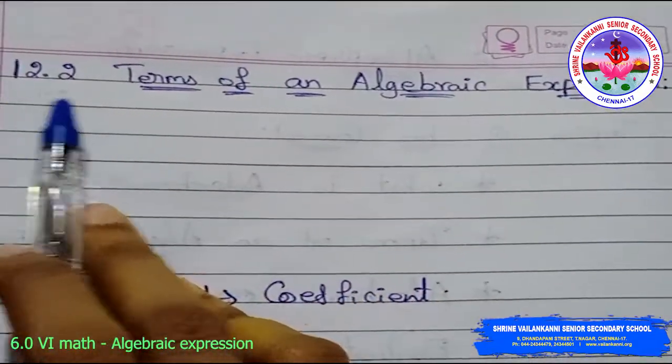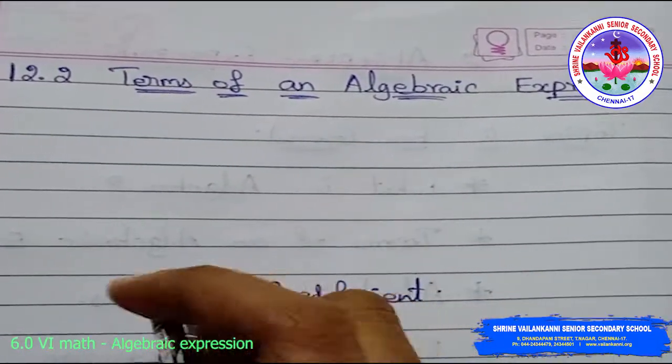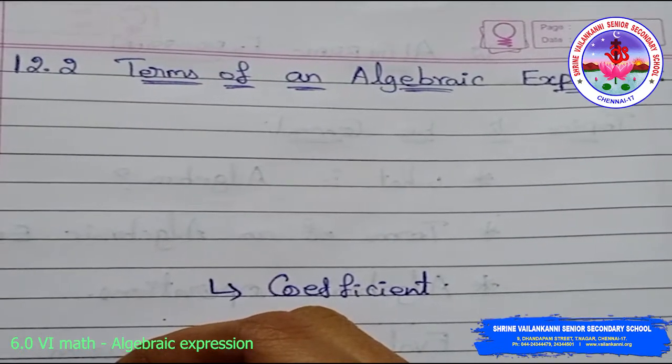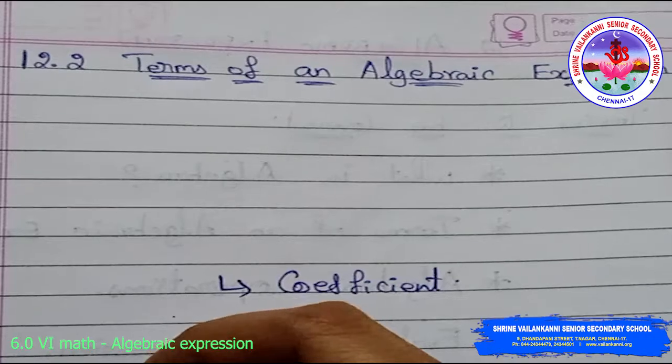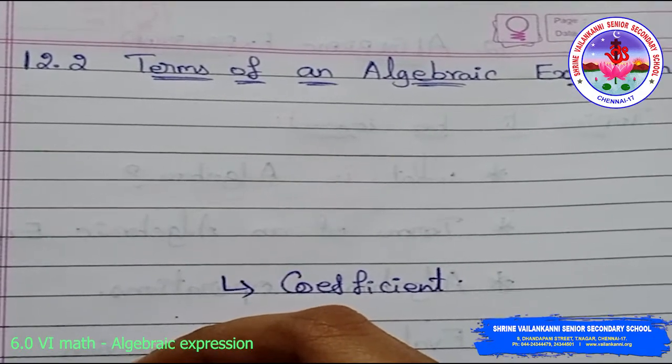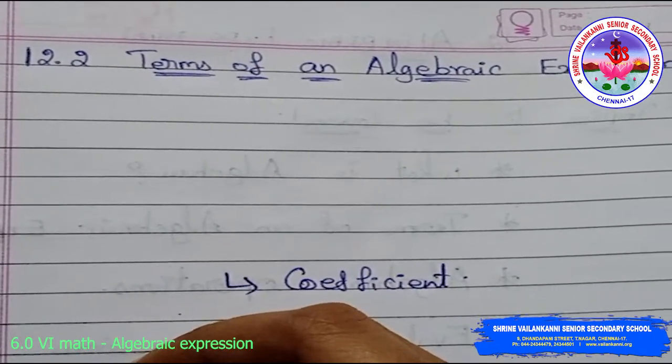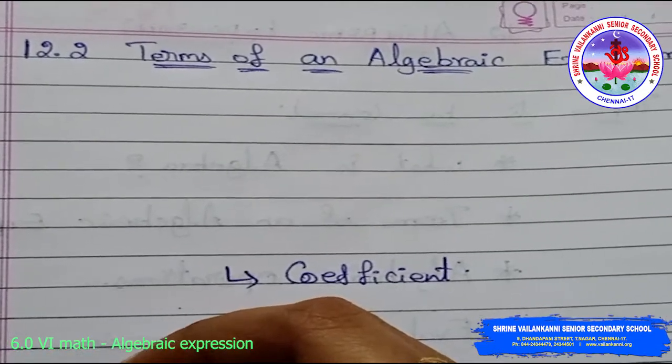The next topic is 12.2, terms of an algebraic expression. An algebraic expression is made up of terms. The terms of an algebraic expression are separated by positive and negative signs only. A term is either a constant or a variable or a product of constants and variables.